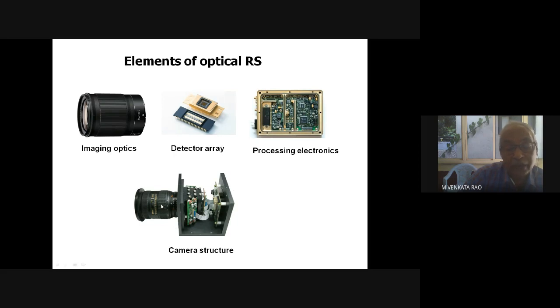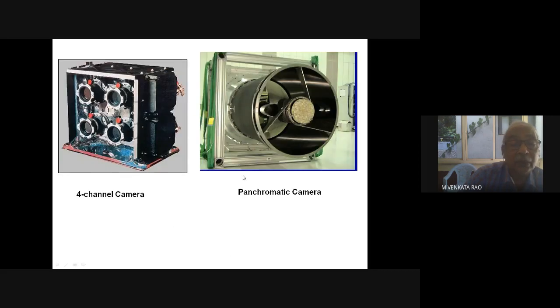Of course, this is a typical standard structure, but we have cameras like, for example, this is our IRS LISS camera, a 4-channel, 4-band camera. The structure is designed as an aluminum welded structure, and these 4 band camera lenses are mounted on a vertical plate here. The most important thing is that the axes of all these 4 lenses are parallel. They should be parallel within a micron, very high stability, because all the 4 bands will see the same image on the ground.